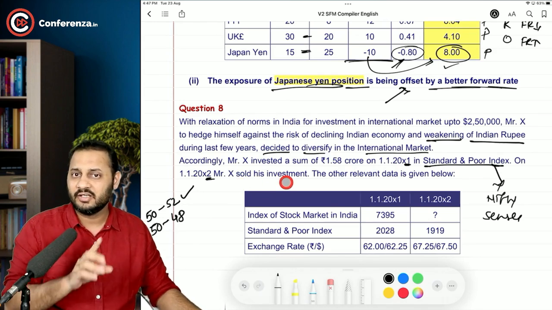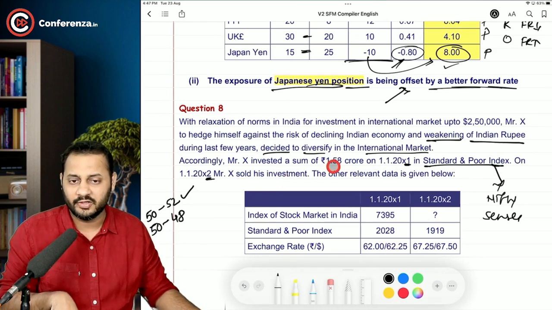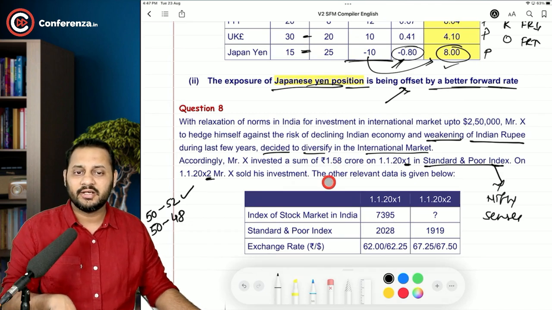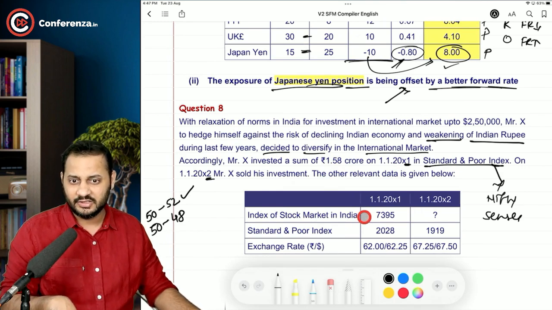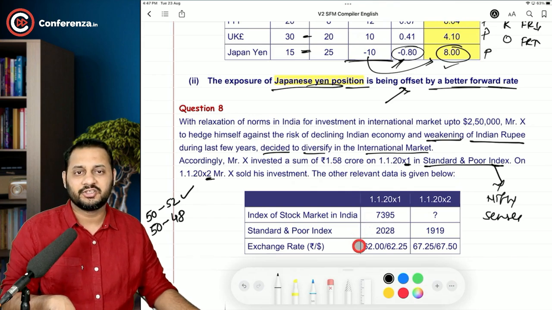Just after 1 year, he sold his entire investment of 1.58 crore. The other relevant data is as follows. Index of the stock market in India was 7395 when he invested. S&P was 2028 when he invested. And the exchange rate was this much.